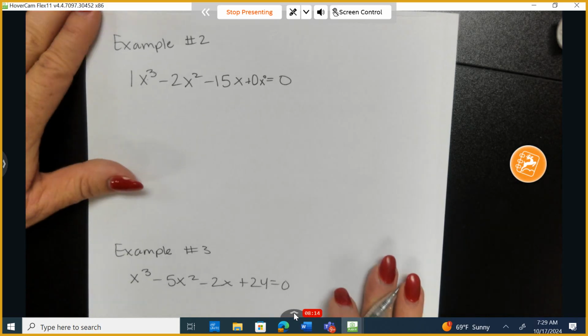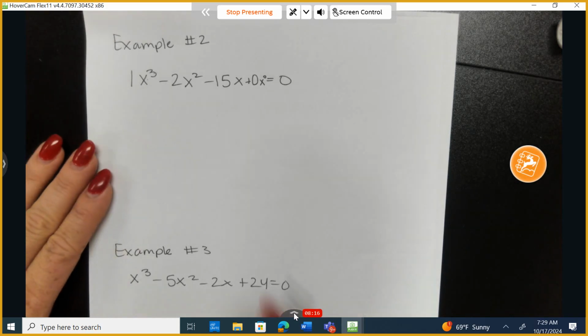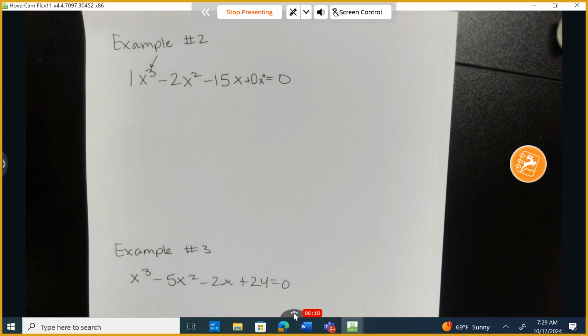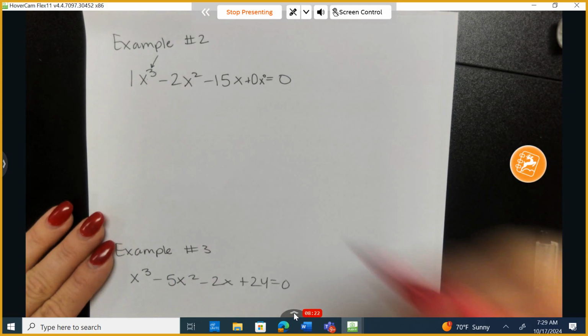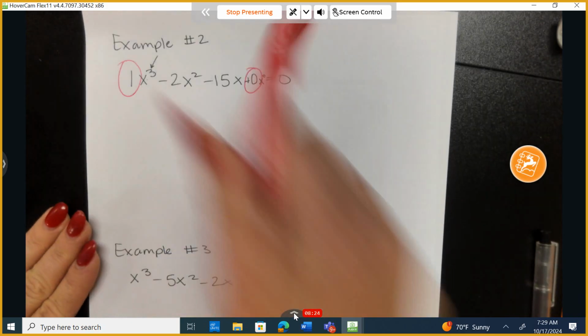As a reminder, how do we get started? We're going to list all the possible solutions. I know there's going to be 3 at the end, but we need to list all the possibilities. So we're first going to circle the constant and the leading coefficient.